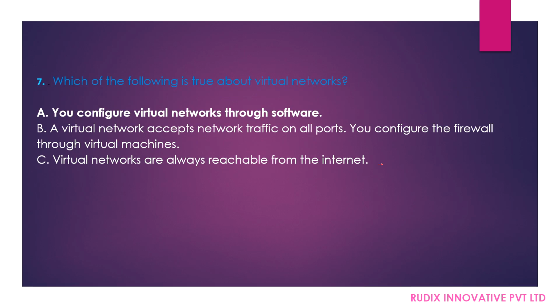Next question. Which of the following is true about virtual networks? A. You can configure virtual networks through software. B. Virtual networks accept network traffic on all ports. You configure the firewall through the virtual machines. C. Virtual networks are always reachable from the internet. The correct answer is that we can configure virtual networks through software.